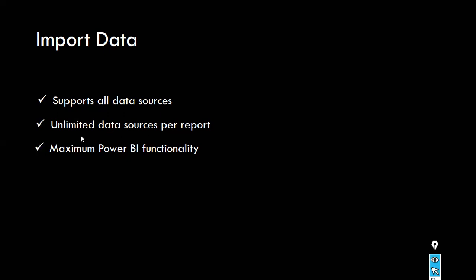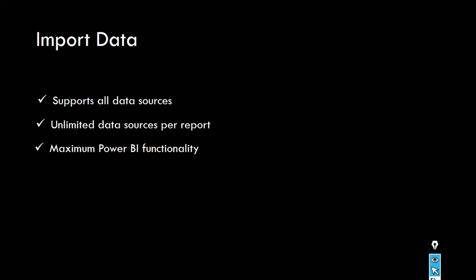The second bullet point says unlimited data sets per report. Per report, you can use any type of data files, as many data files or data sources as you like. Let's say you have an Excel file, a JSON file, SQL Server, and web page data. You can mix up all the different types of data sources in a single report. Unlimited data sources are possible in the case of import connectivity mode, and maximum Power BI functionality is available in import mode.